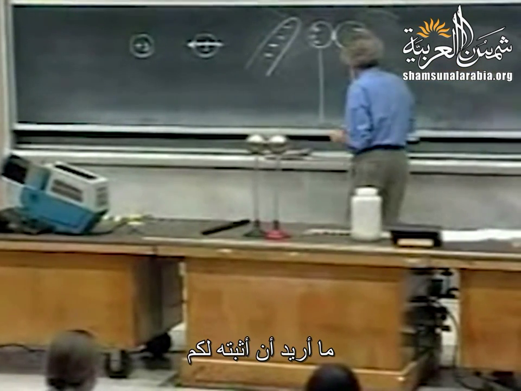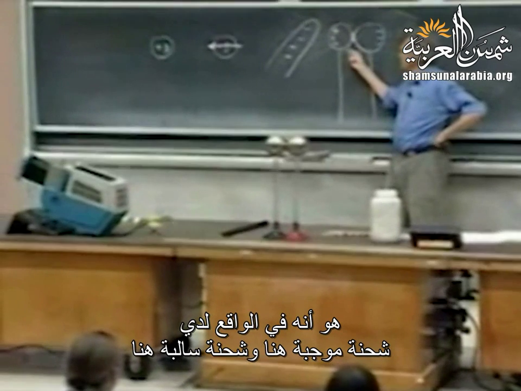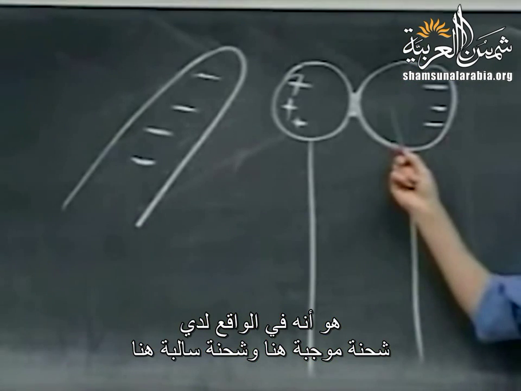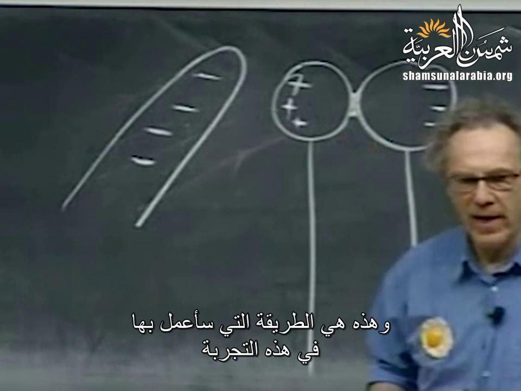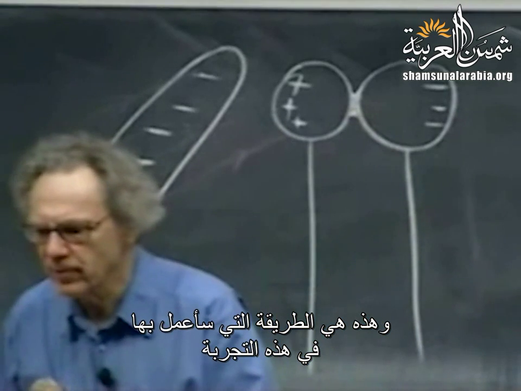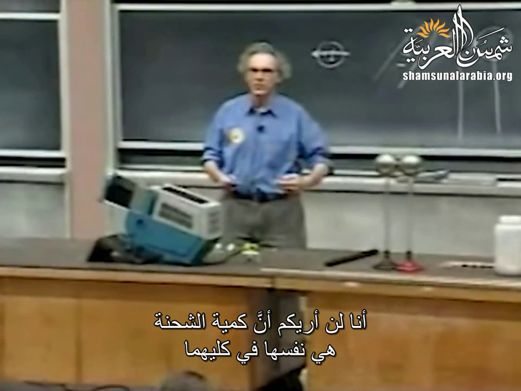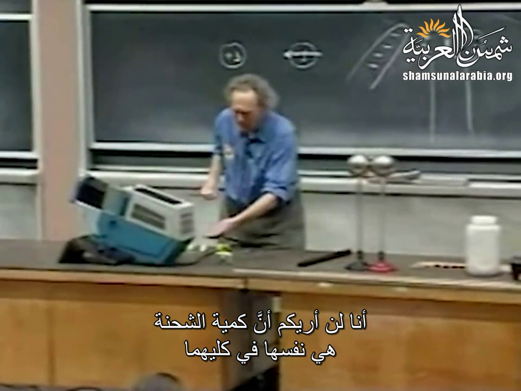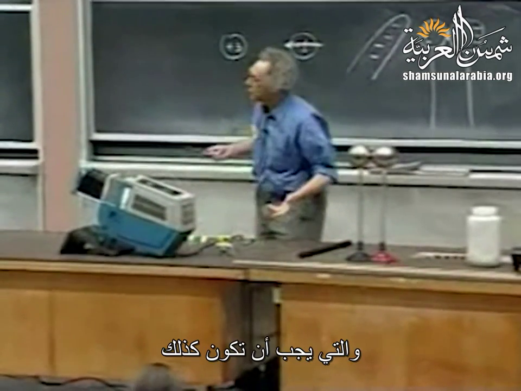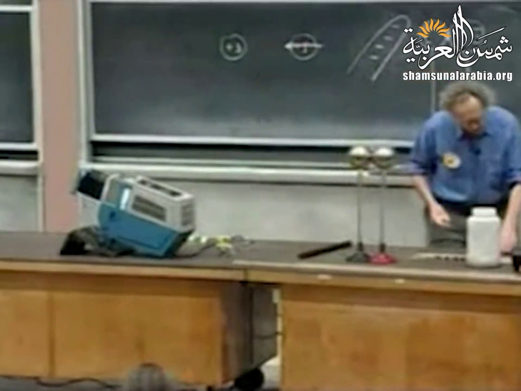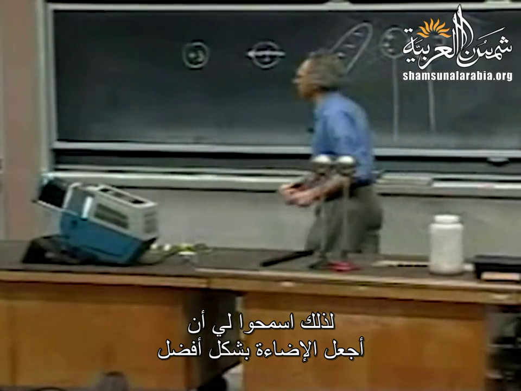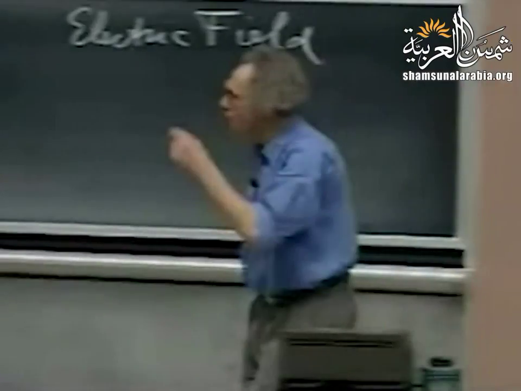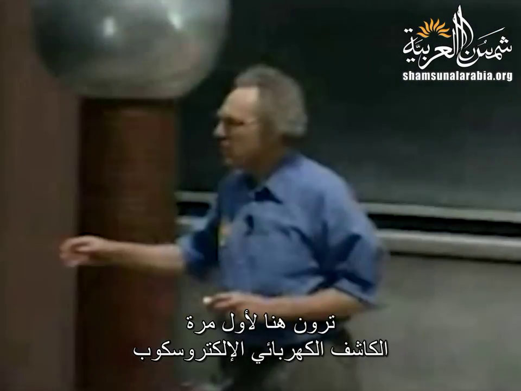What I want to demonstrate to you is that indeed I have positive charge here and negative here, that there is a difference in polarity between these two. That's the way I will do the experiment. I will not show you that the amount of charge is exactly the same on each, which of course it has to be. So let me give you some better light, or we have to get the view graph off, the overhead. You see there for the first time an electroscope.